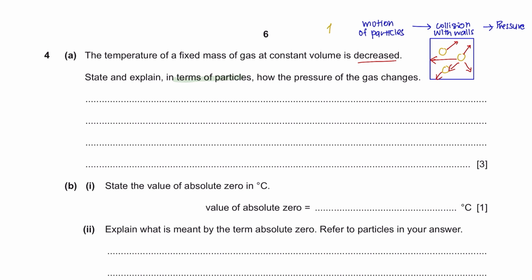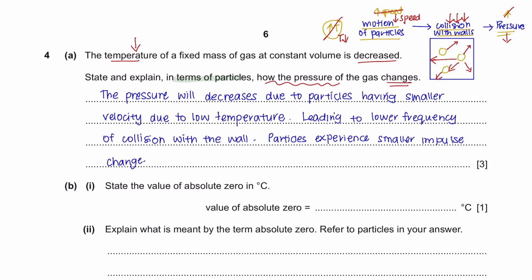So when temperature increases, the molecules or particles move at a higher speed, which leads to more collisions with the walls, creating a higher pressure. And when temperature decreases, the molecules move at a lower speed, meaning that there will be fewer collisions with the wall, creating a smaller amount of pressure. So that is how the pressure of the gas would change when the temperature decreases.